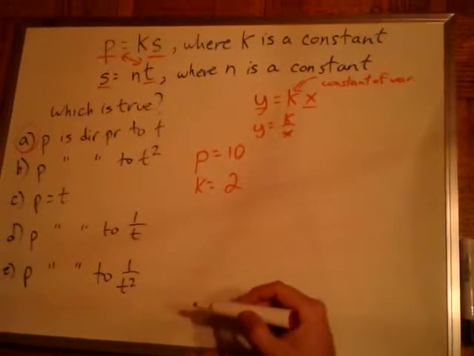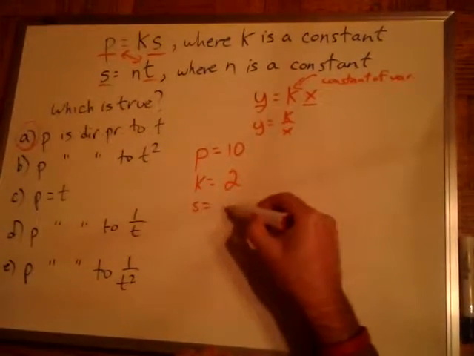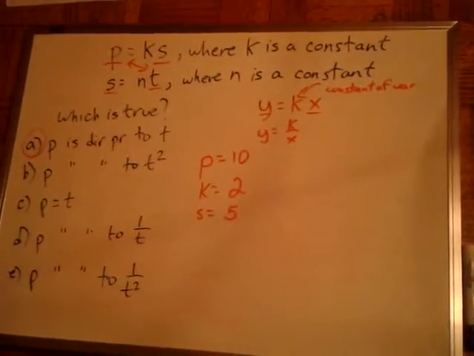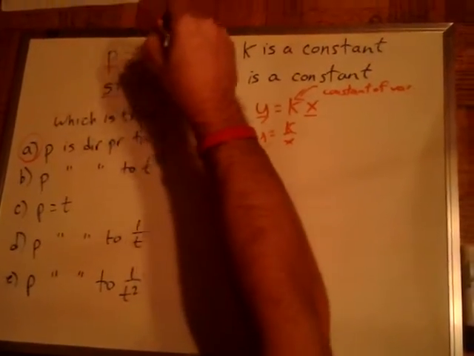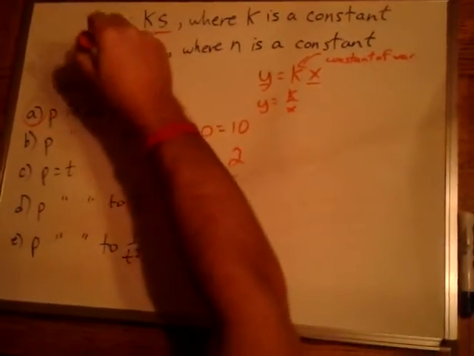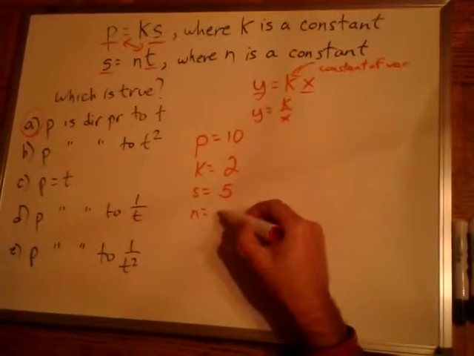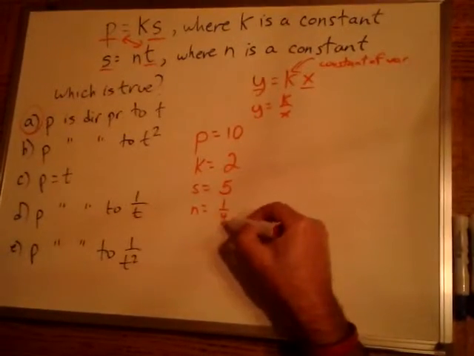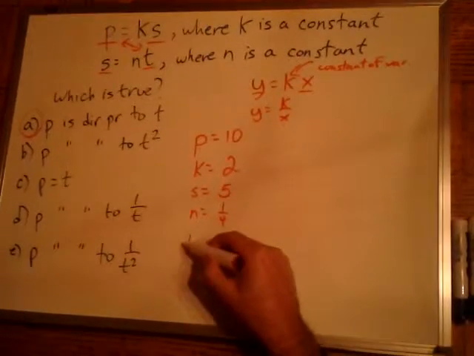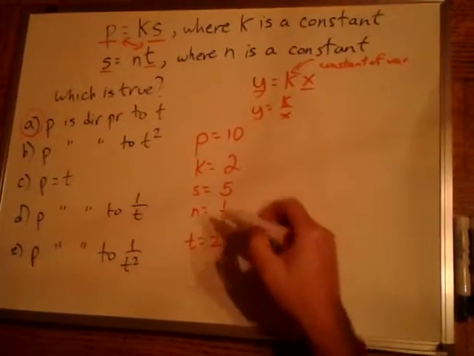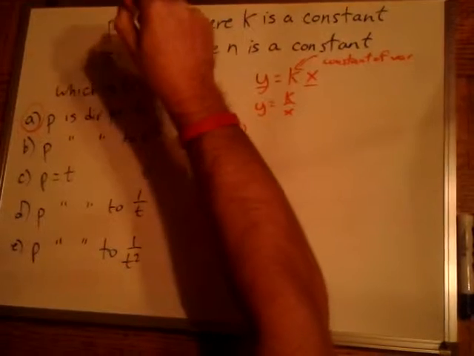I'm going to make K 2, which essentially would make S equal to 5, right? Because 10 is equal to 2 times 5. So if S is 5, I don't know, let's make N 1/4. And that would give us T to be 20, right? Because 5 is equal to 1/4 times T.